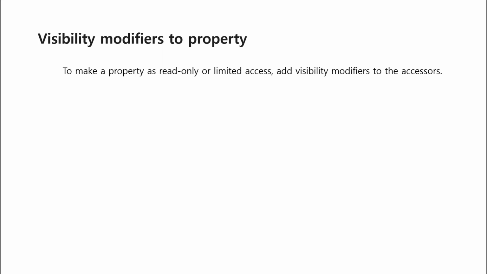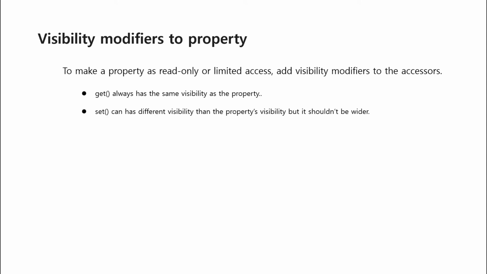Let's see the visibility modifier on property. If we define a visibility on a property, it'll limit the property's accessors. But if we define a custom accessor, we can assign a different visibility to the set function. The get function always has the same visibility as the properties. The set function can have a different visibility, but it shouldn't be wider than properties. For example, if the property is private and we try to set the set function as public, we can't.